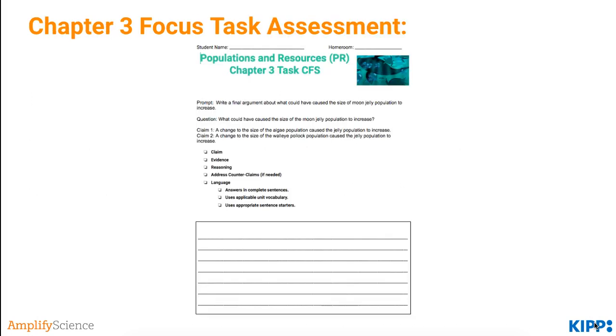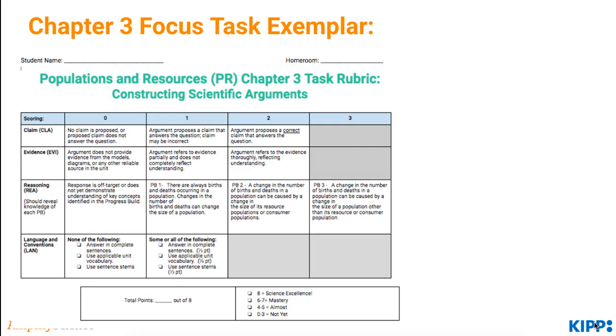A way to assess if students have met this standard is through the Chapter 3 focus task, where students will put together everything they've learned to write a CER to explain what they think caused the jelly population to increase. Pause and take a second to look it over and complete this task. You can see the rubric for this task.